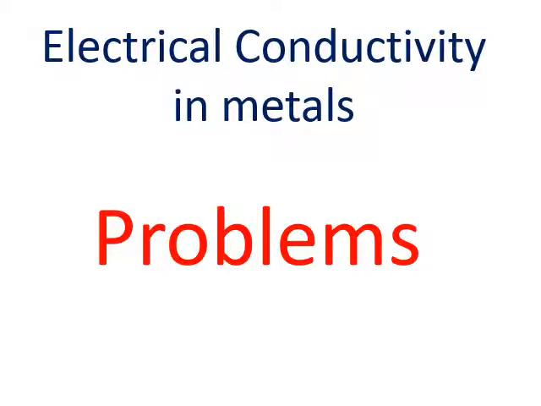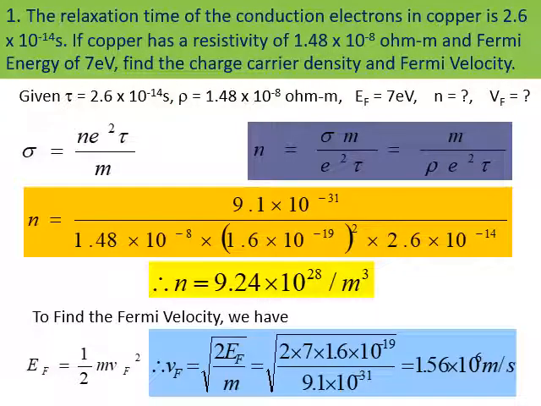Dear students, in this video I would like to explain a few of the problems in electrical conductivity in metals. The first problem: the relaxation time of the conduction electrons in copper is 2.6 × 10^-14 seconds. If copper has a resistivity of 1.48 × 10^-8 ohm meter and a Fermi energy of 7 electron volt, find the charge carrier density and Fermi velocity.